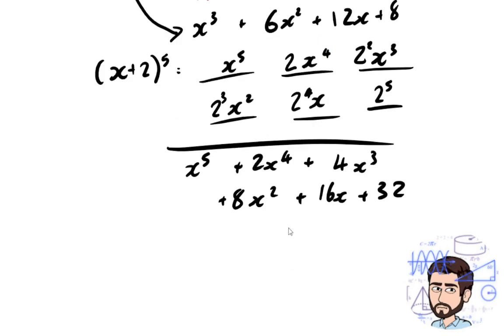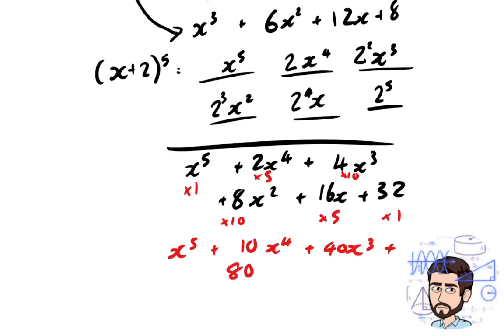And again, that's not the correct answer because we need to multiply by the row in Pascal's triangle. Now the fifth row, because it's the fifth power, is 1, 5, 10, 10, 5, 1. So I need to multiply this one by 1, this one by 5, this one by 10, this one by 10, this one by 5, and this one by 1. So the correct final answer has got to be x to the power 5 plus 10x to the power 4 plus 40x cubed plus 80x squared plus 80x plus 32. And that will give me my final answer there.